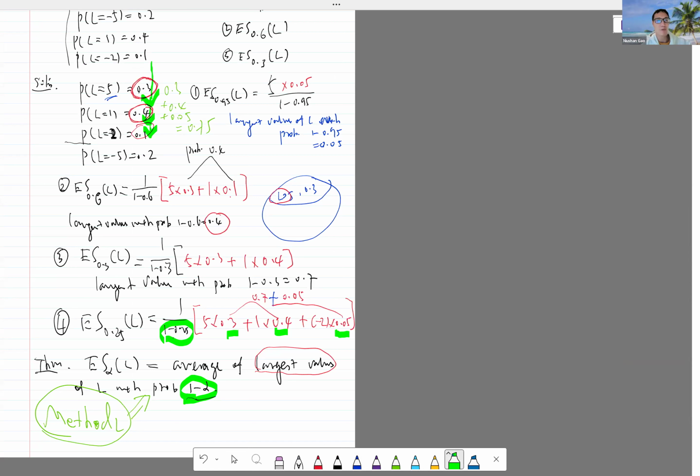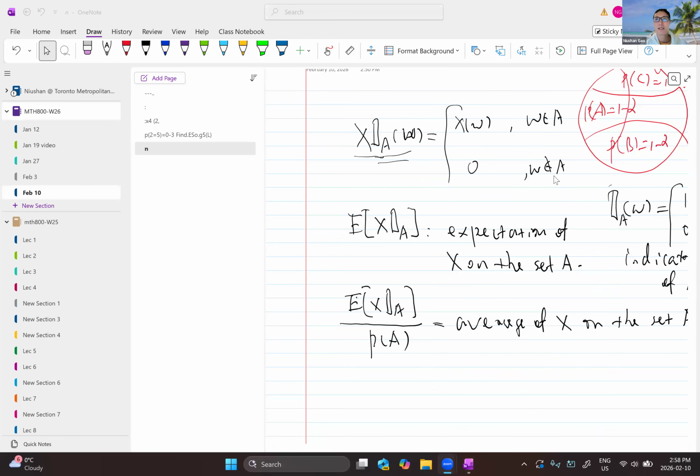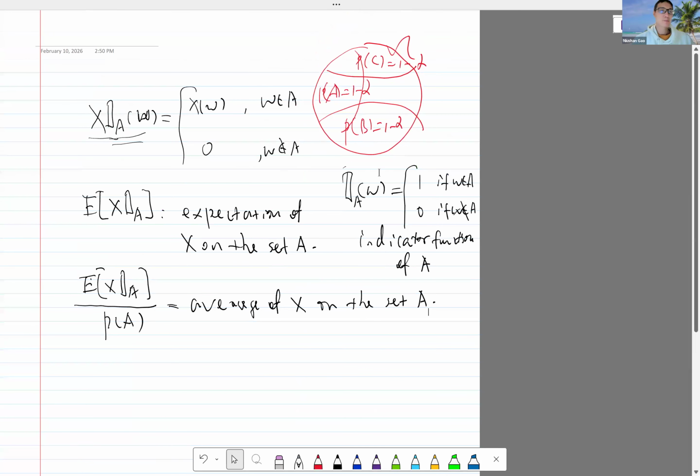For this question, alpha is 0.25. So 1 minus alpha is 0.75. You need probability 0.75. So 0.3, 0.4, not enough. You need one additional piece, 0.05. And for the 0.05, the value is -2, the third largest value. Does it make sense to you? It's okay. So let's continue. What I'm going to talk about is this one.